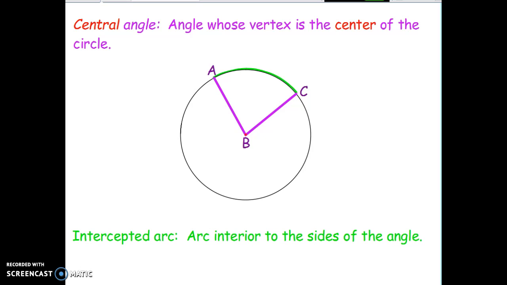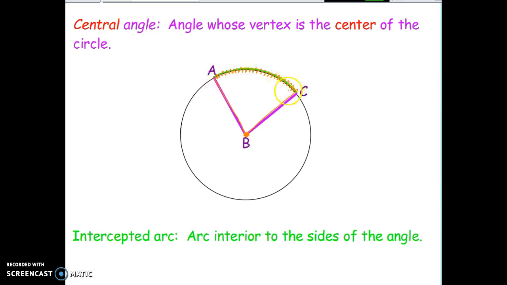So the next thing we're going to talk about is a central angle, which we talked a little bit about on the previous page. A central angle has a vertex at the center of the circle. So you can see that the vertex of this angle right here is B, which is the center of the circle. We have this new vocab down here, intercepted arc. An intercepted arc is just an arc that's interior to the sides of the angle. So what you can think about is if you find the vertex and you follow this vertex out to where it touches the circle, you can see that the intercepted arc is going to be in between those 2 sides.